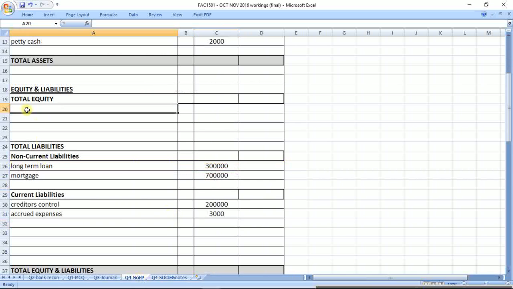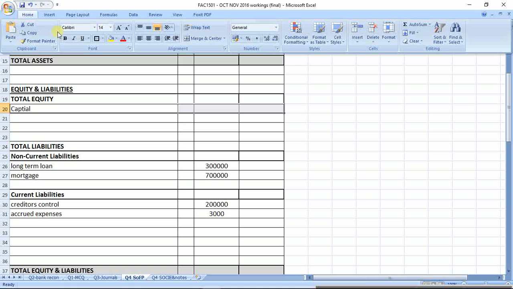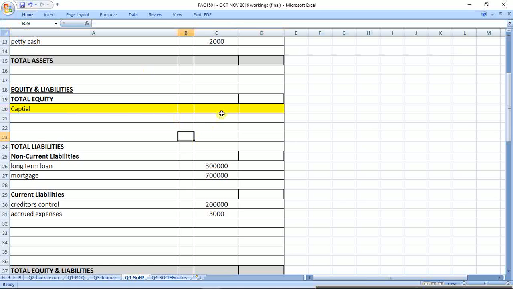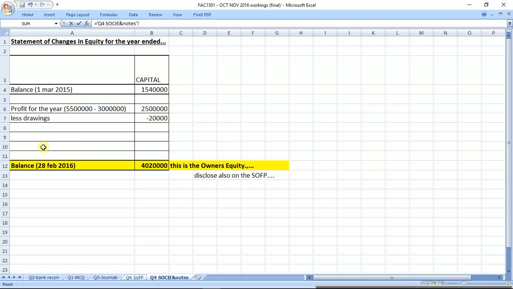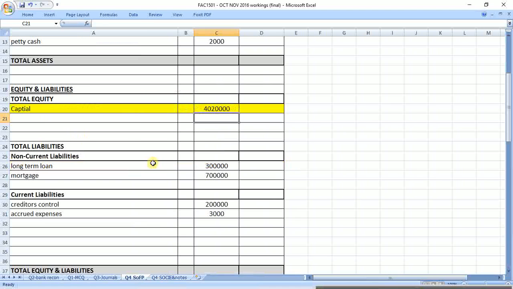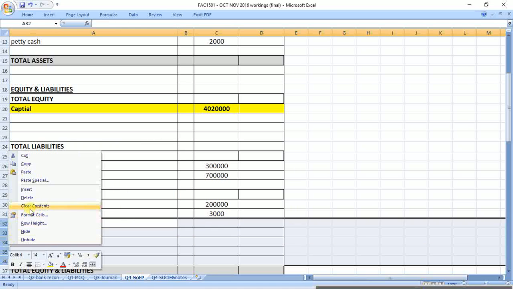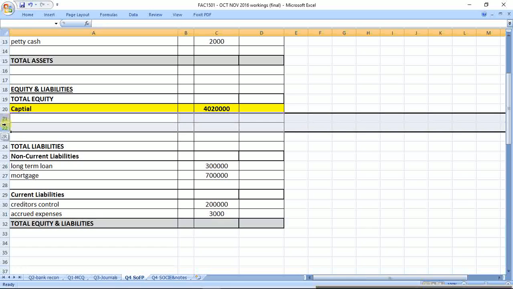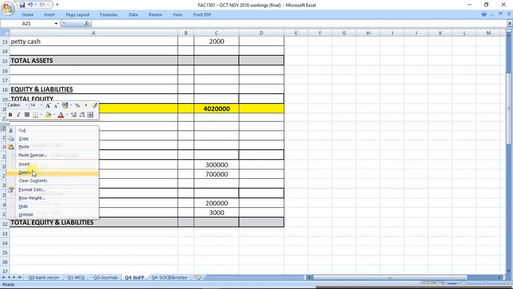So where's my equity? There's my equity. I'm going to write capital. And capital is going to be an amount of, equals, where's the equity? There's the equity. There, 402. Okay, under equity. So now all we have to do is delete the extra lines and sum up the totals.